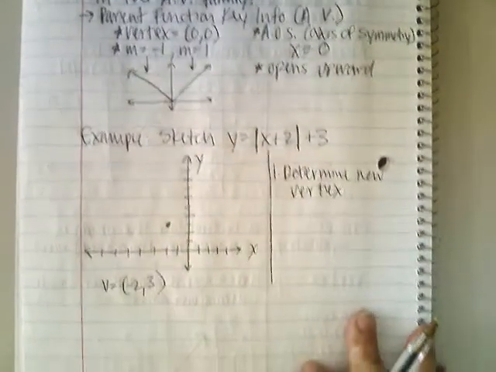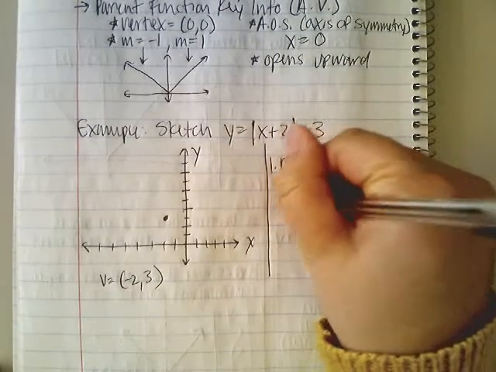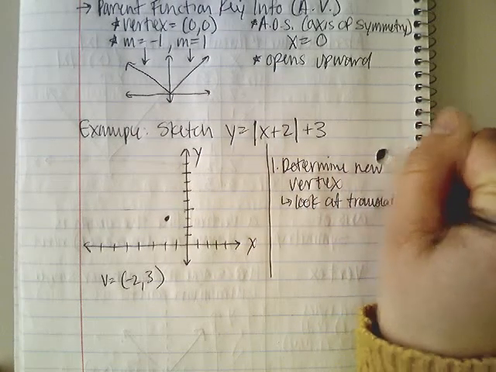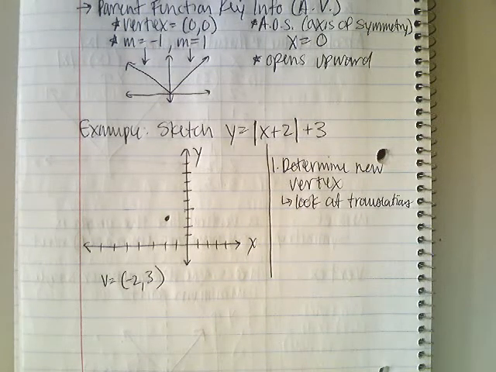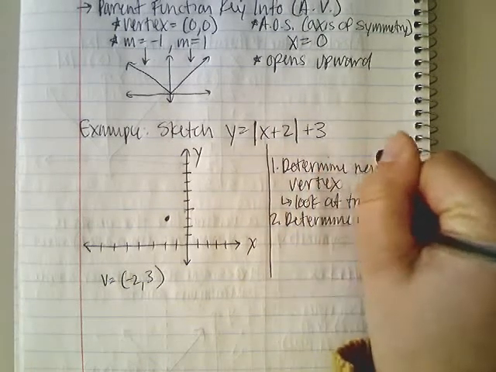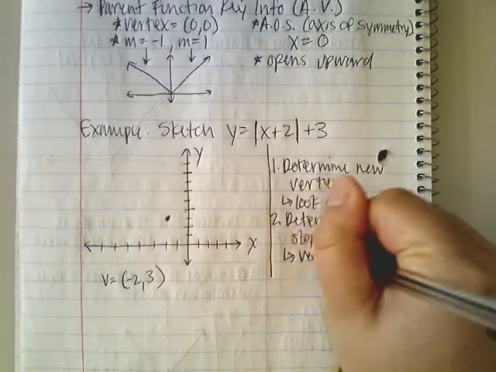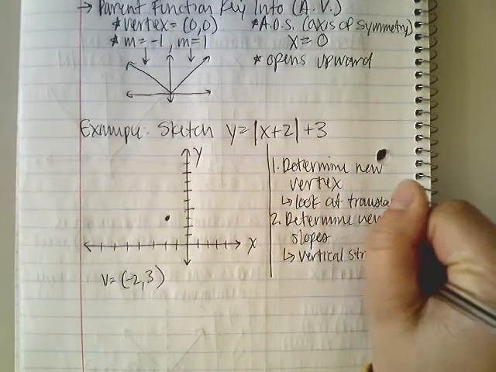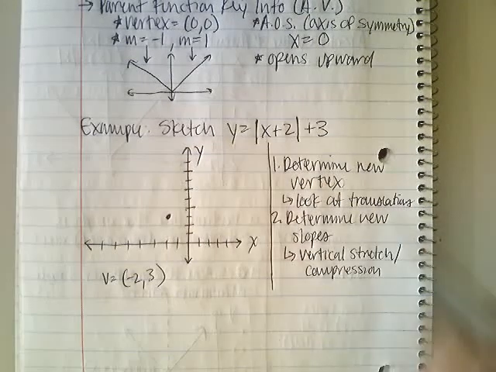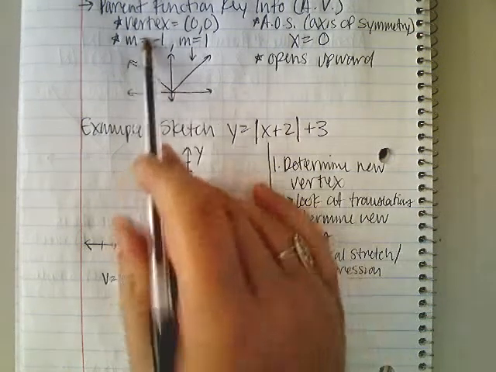So I can find my vertex by just looking at the translations every time, which is really helpful. So I'll make a note of that here. So I'm just going to look at my translations, and that will tell me where my new vertex is. The second thing I want to do is determine the new slopes. And to do this, I'm going to look at the vertical stretches or compressions. And in this case, there isn't one, so I'm going to keep the same slope.